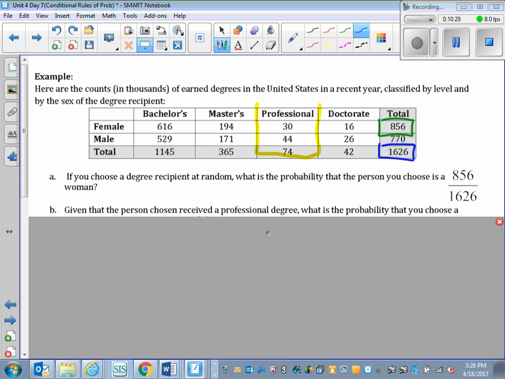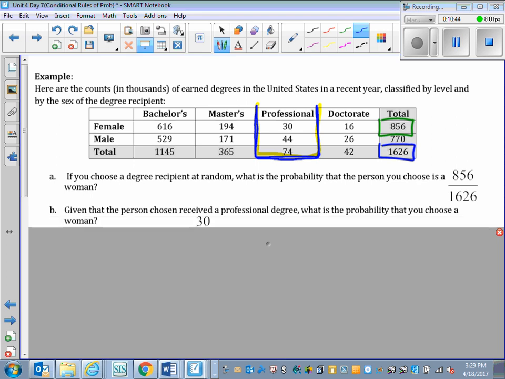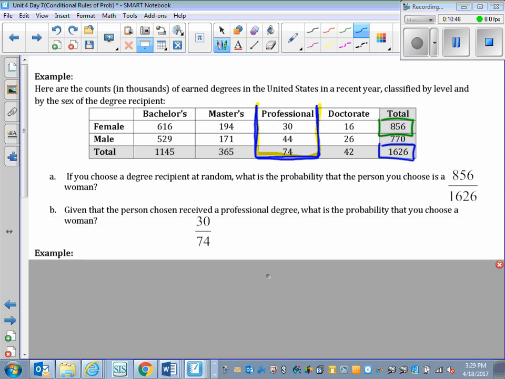B, given that the person chosen received a professional degree. So again, I'm only going to look at this column. So now my denominator is going to be out of 74. So the probability that the person I choose is a woman is 30 out of the 74. Okay?